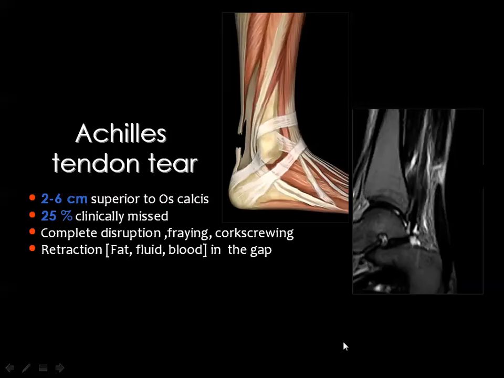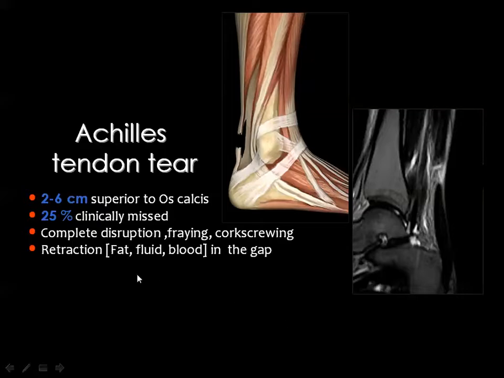Then, what are the lesions that can affect the Achilles tendon? First of all is rupture. Rupture of the Achilles tendon may be complete or partial, and this occurs at a point 2 to 6 centimeters superior to its calcanean attachment. In about 25%, the rupture is clinically missed because of pain and the soft tissue swelling resulting from the trauma that has caused rupture of the tendon.